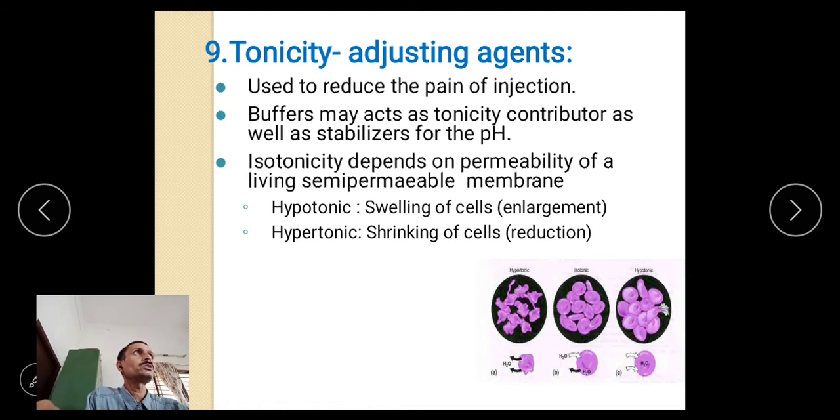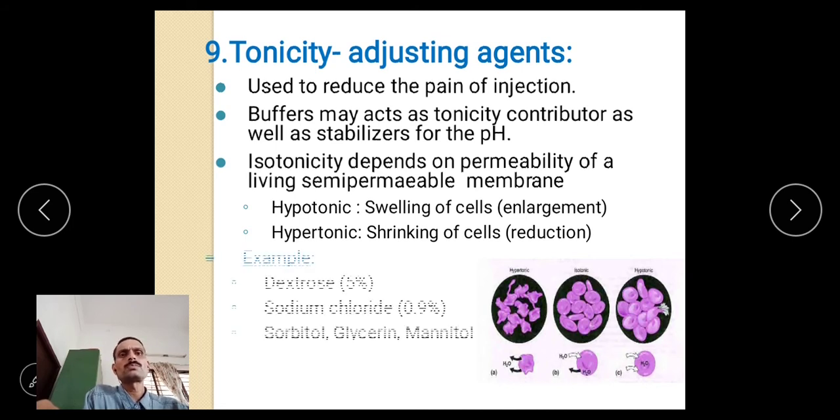Similarly, if you put water into dried grapes, what happens? There is a swelling of the grapes, that is hypotonic solution. Similar will occur in the case of RBCs also. So these are the examples for tonicity agents: dextrose 5%, sodium chloride 0.9%. We can use even sorbitol, glycerin and mannitol.